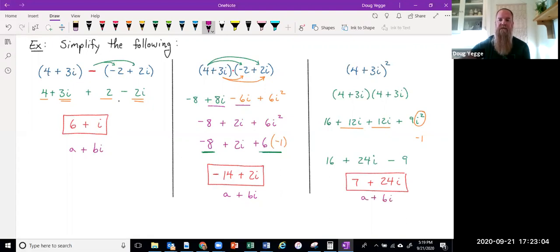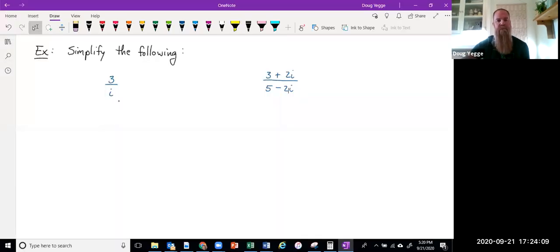Let's take a look at how to divide numbers with complex numbers or with imaginary numbers. For these two examples, you should realize that neither of these are in the form of a plus bi.